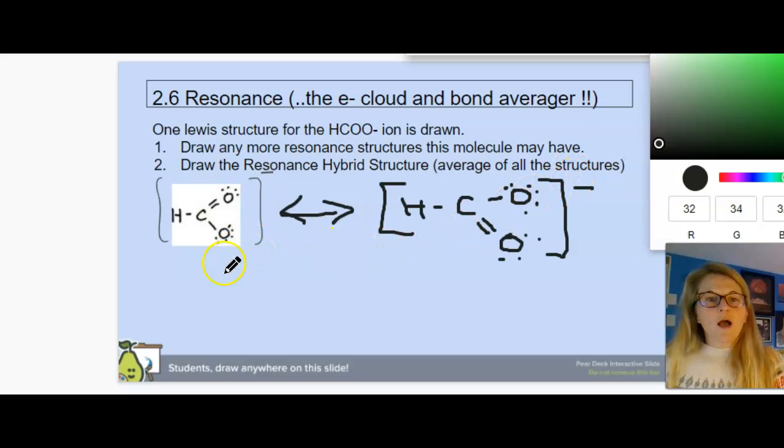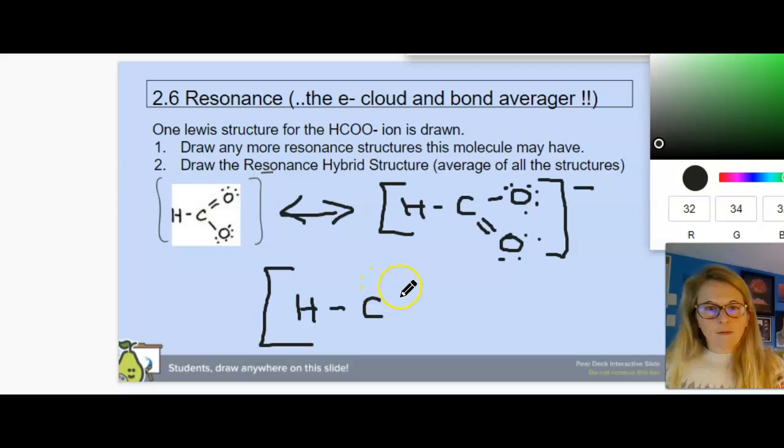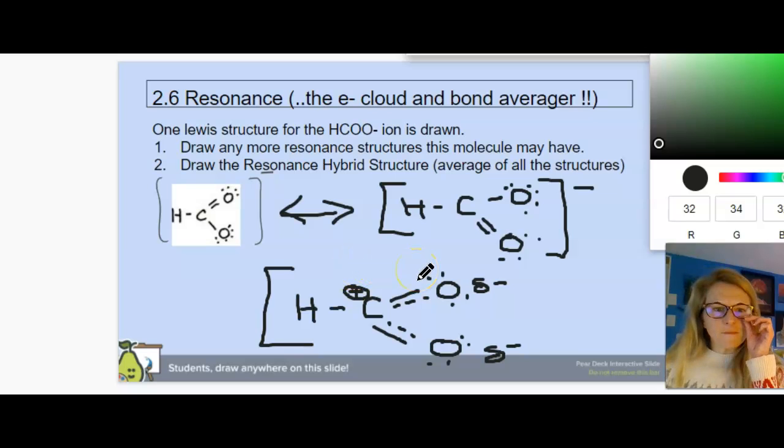And so our resonance hybrid structure is going to be with dashes. And we're going to do a sigma there to show our partial negative charge. And our carbon right there. All right, so there we go for that guy.